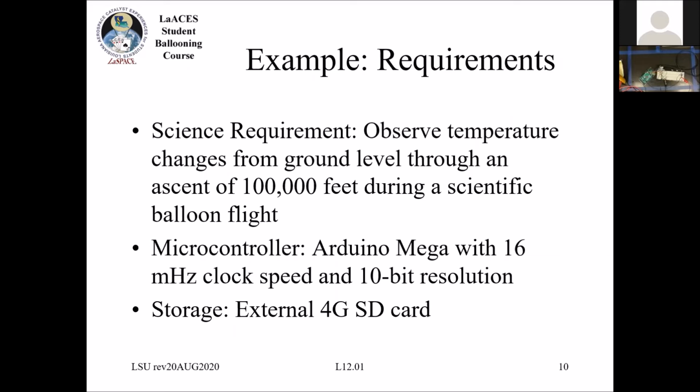So here's an example that I sort of talked about in broad strokes, but here's with specific actual numbers. You want to observe temperature changes from ground level up through 100,000 feet over the flight. You have a microcontroller that has a 16 megahertz clock. It has a 10-bit resolution on the ADC. We'll talk about what that means a little bit later. And then our storage is a 5 gigabyte SD card.